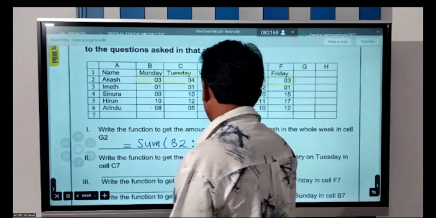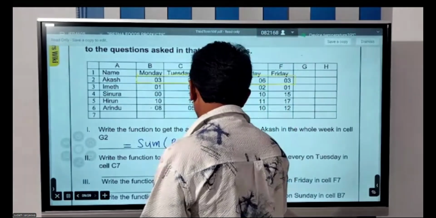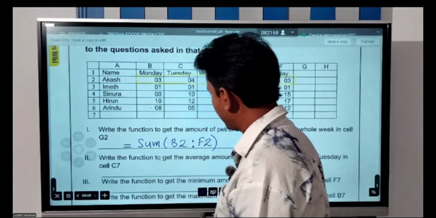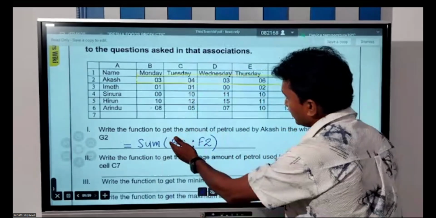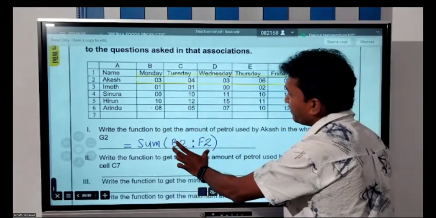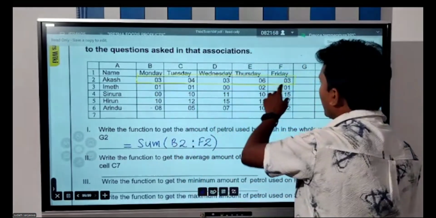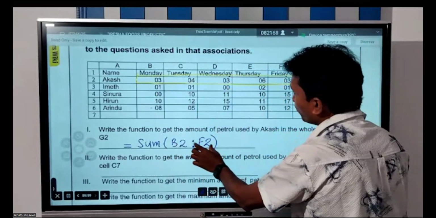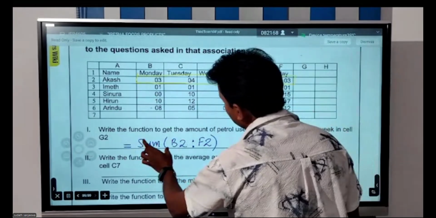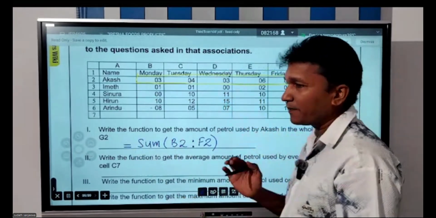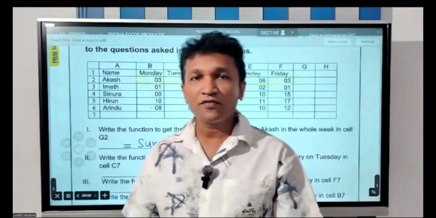F2. Close the bracket. So that is how we select a range. B2 is the first cell address, colon, and the last cell address, that is F2. When we type this function and press enter, it will get the total of this range.